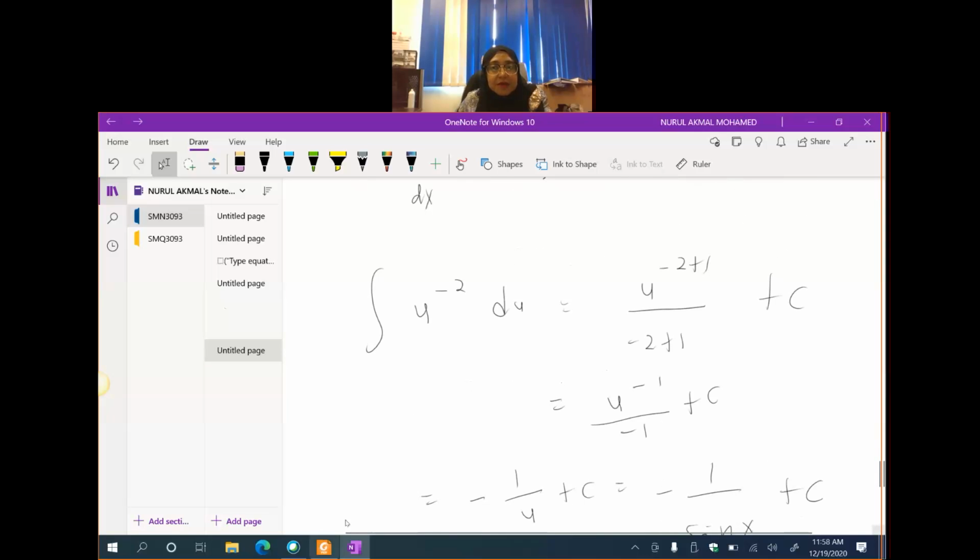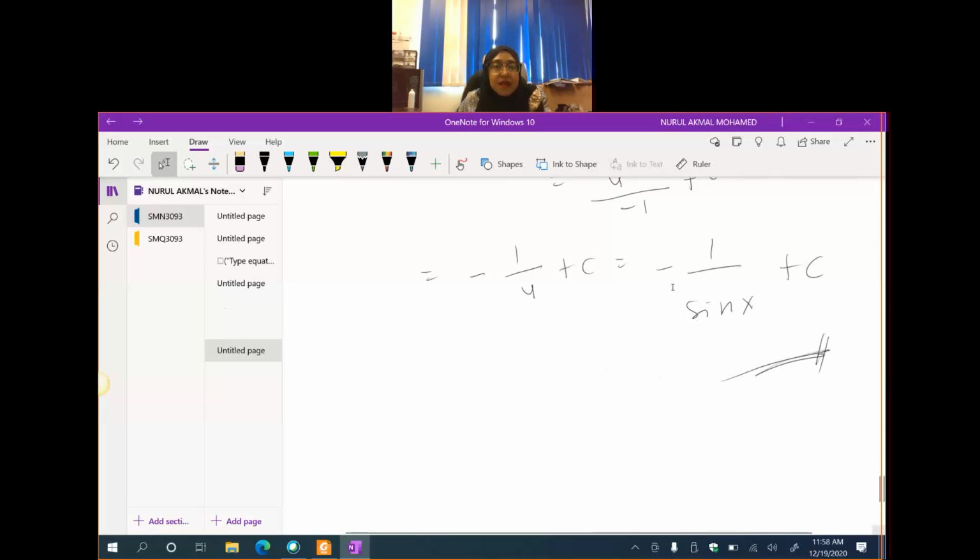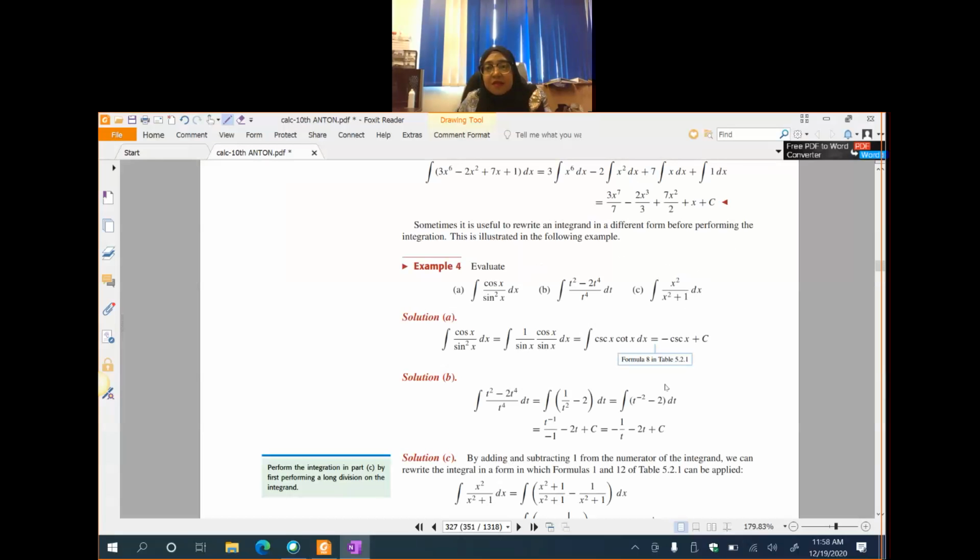And if we compare, this is negative 1 over sine x. If we compare with the solution that they get, it is negative cosecant of x. Cosecant is 1 over sine, so they are just the same. Negative 1 over sine x plus c. They will provide the same solution. You can try whatever methods that you are comfortable with.